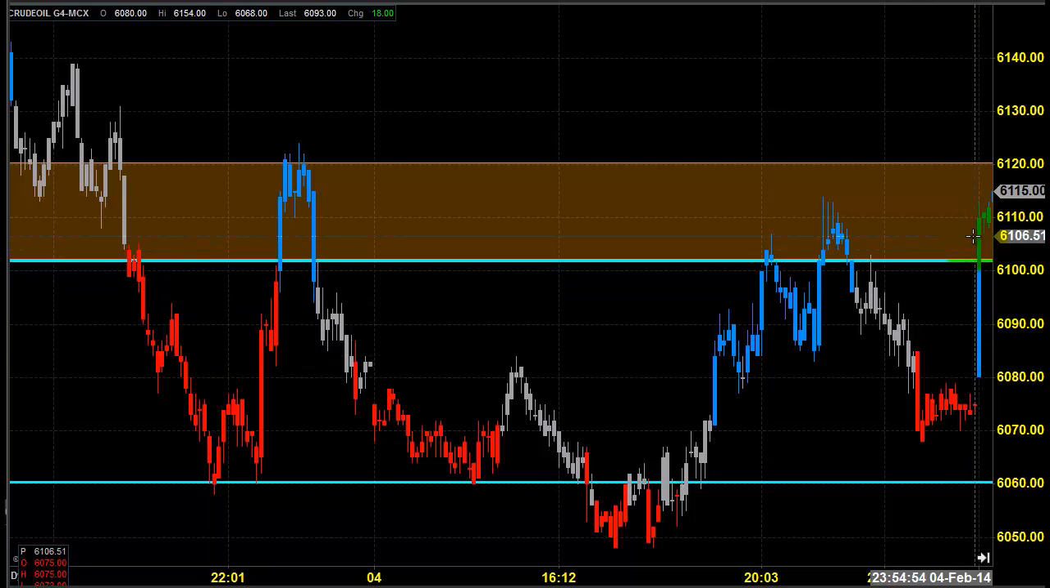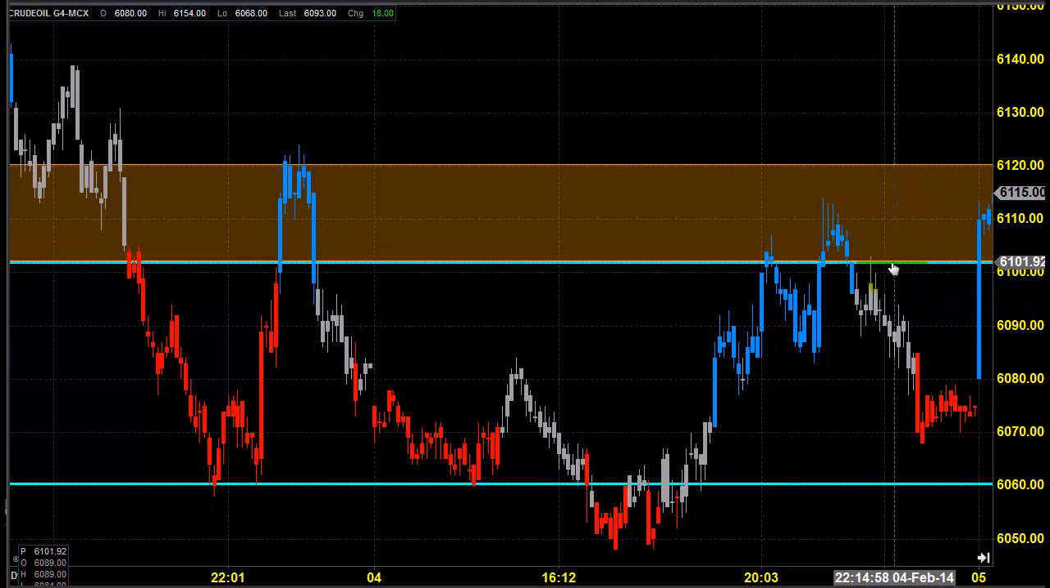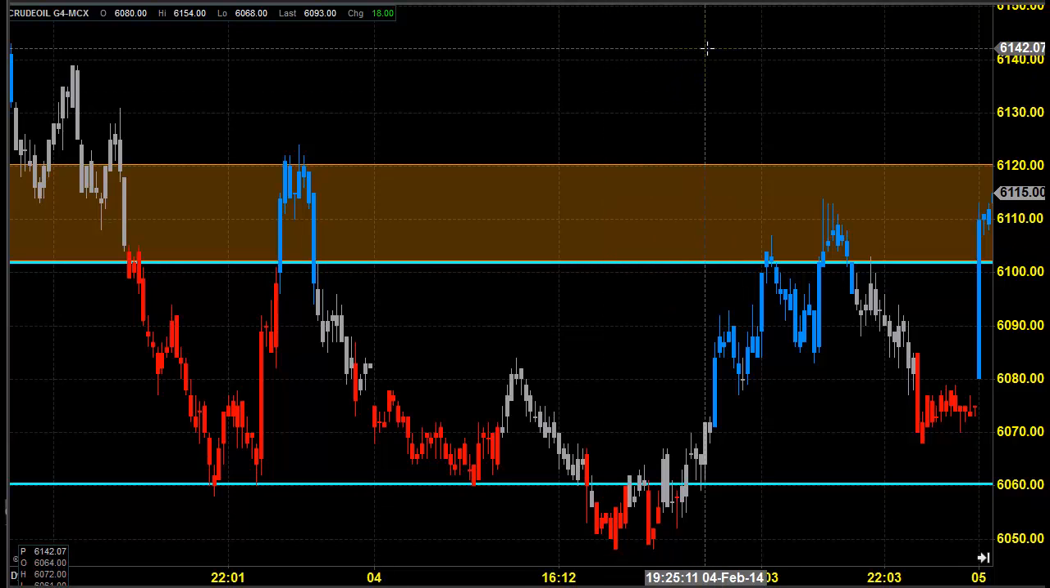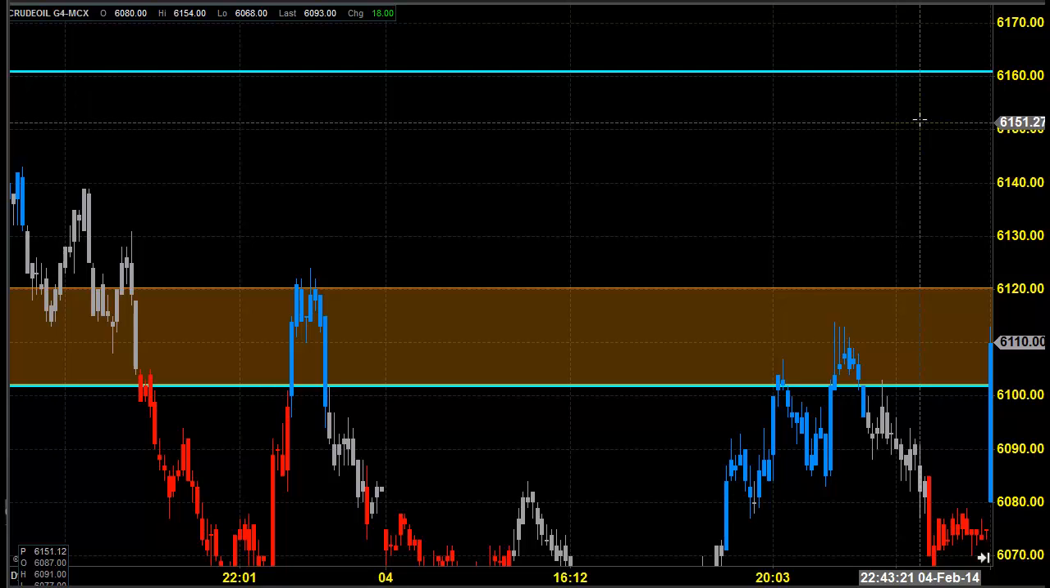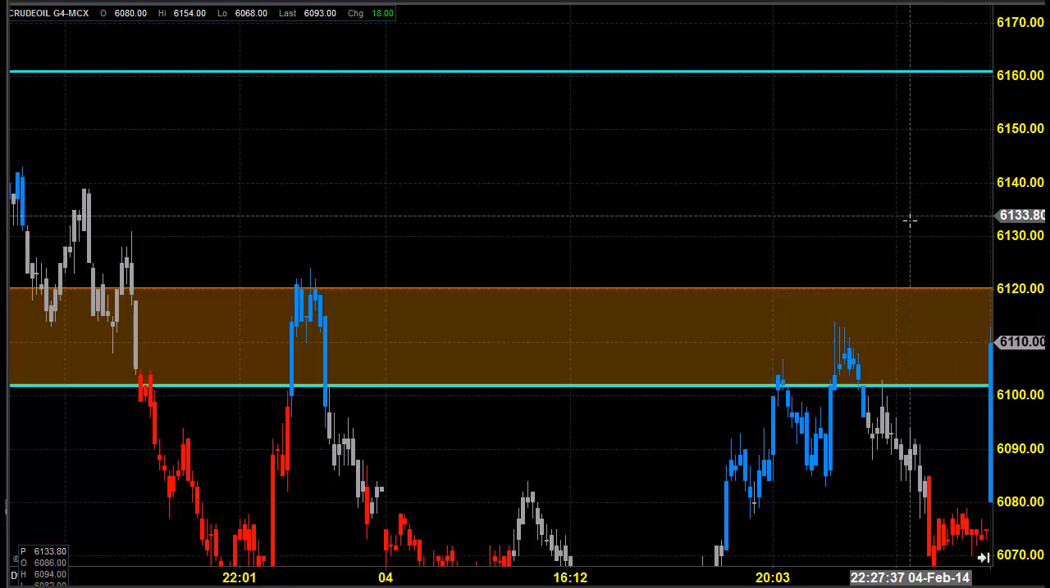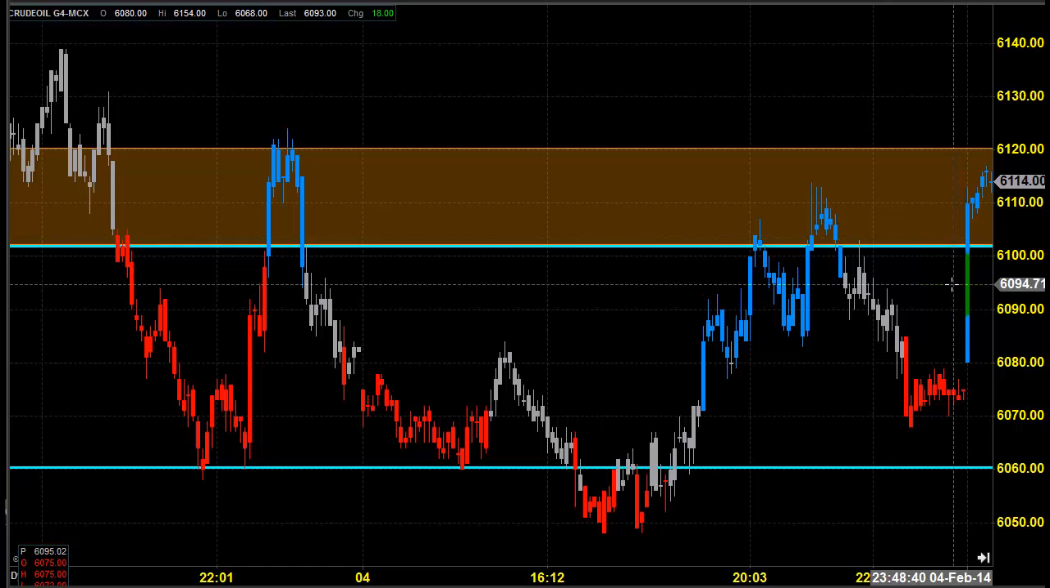Since the price had opened near the previous day high, that would have provided some momentum for buying. As we all know, crude was struggling to clear the 6120 and 6100 zone. That's the reason we had marked it with a big orange color box. And also we know that crude is also taking a resistance around 6160. Now let us see what happened after the price opening.